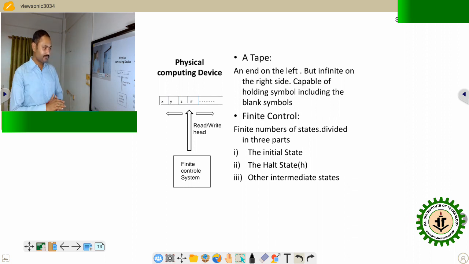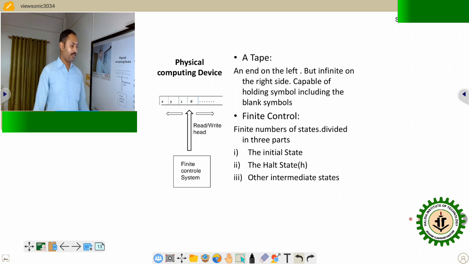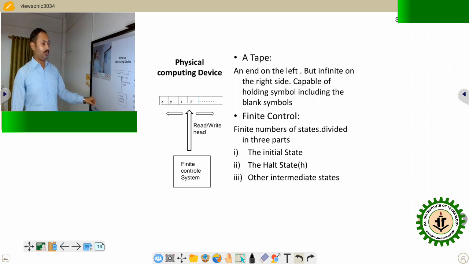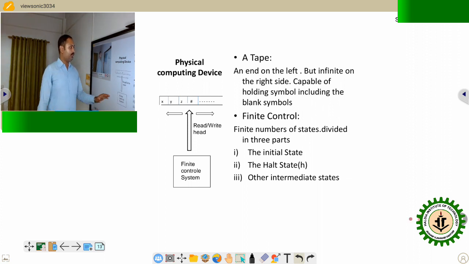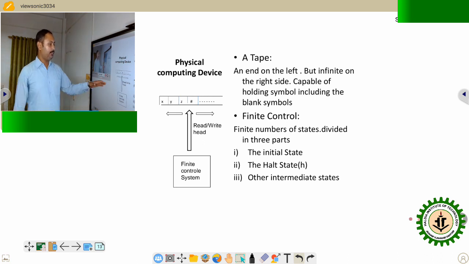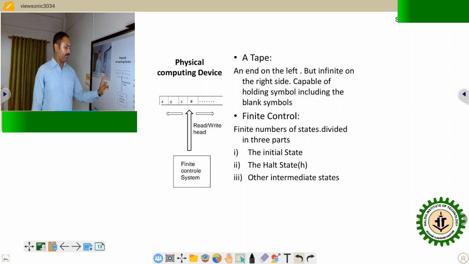And other intermediate states, if necessary, we have to add over there. So these are the special features of Turing machine. And here another point is this read-write head can move in left direction and also a right direction. But in previous machine, read head can only move from left to right. But here in this Turing machine, read-write head can move left direction and also a right direction.